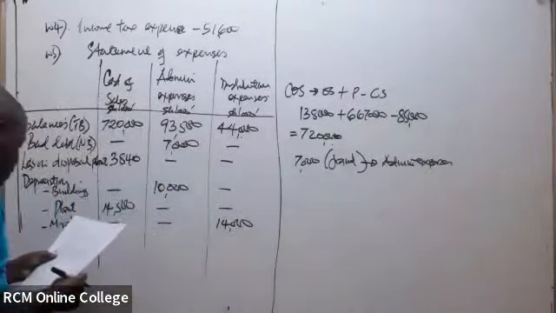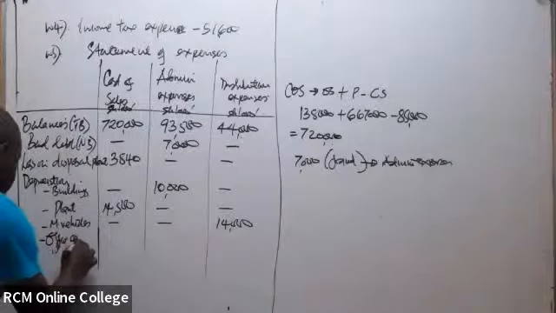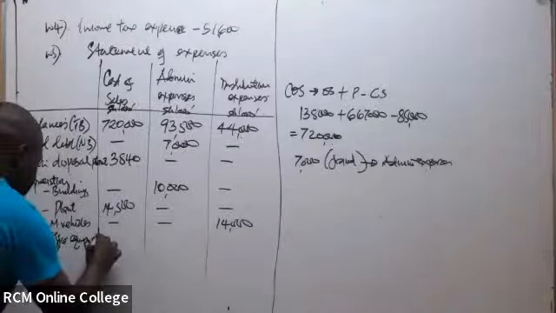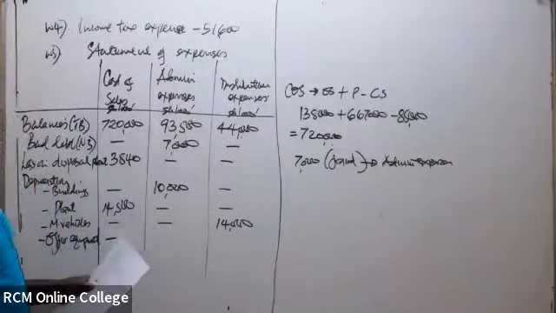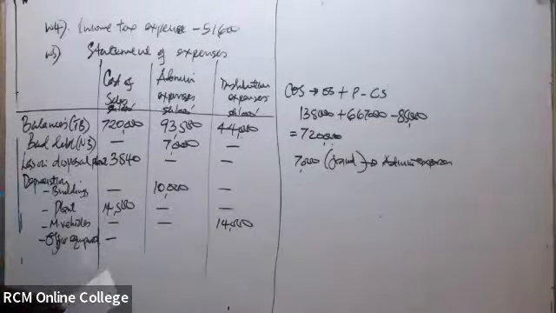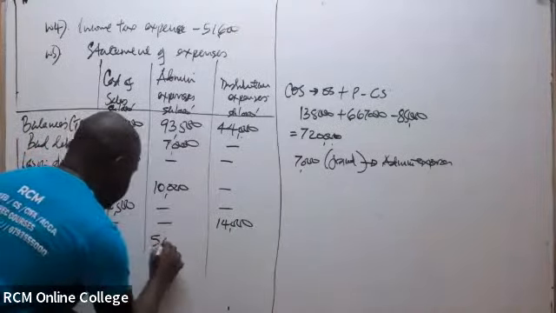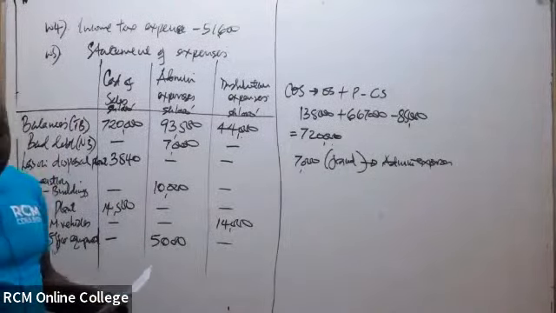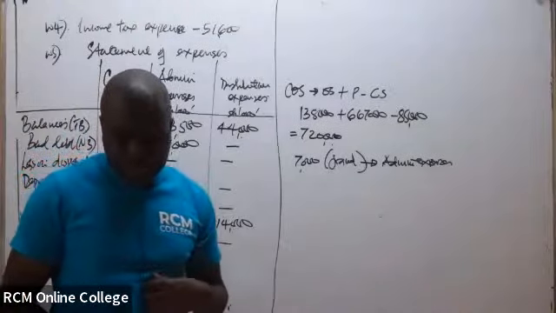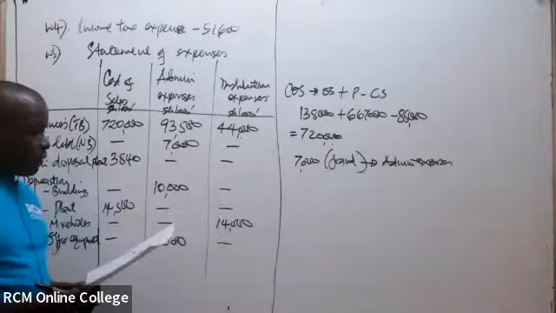Then the last one, you are told, is office equipment. We are told it will likely go to administration. As per our computation, office equipment was 5 million. So it will go to administrative expenses. Those are the items that will likely end up affecting the statement of expenses.